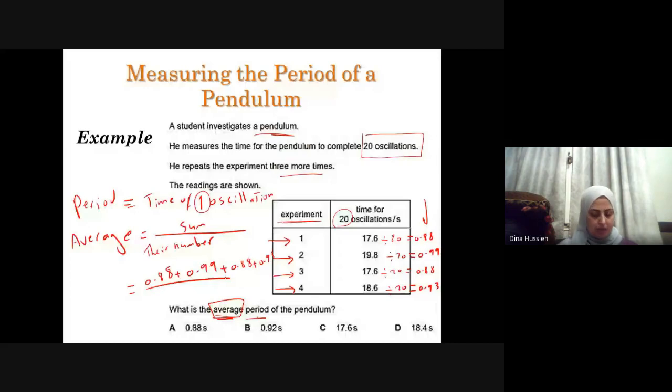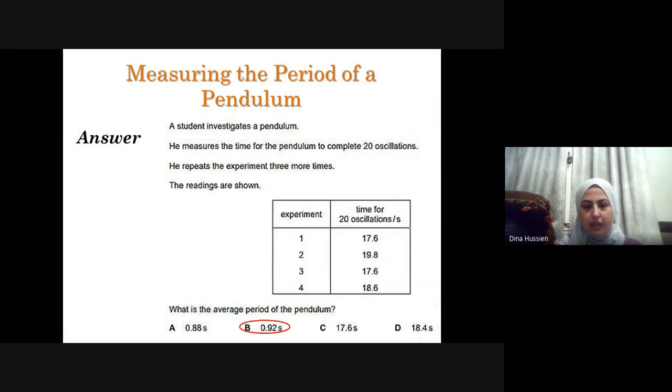فلو حسبناها، هلاقي إن الأنسر هتطلع معايا B اللي هي 0.905، أو اللي هي 0.92 approximately يعني.